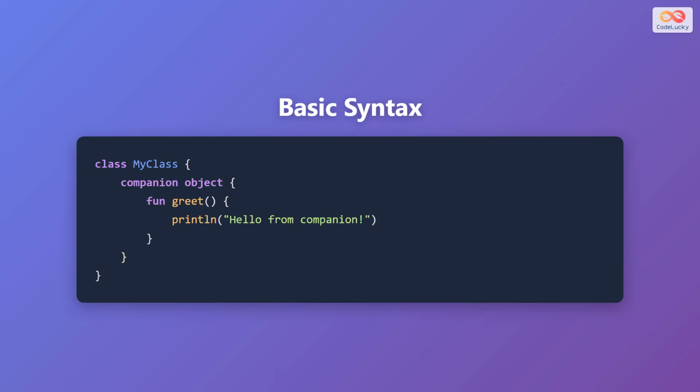Here's the basic syntax. Inside a class, we declare a companion object block. Inside this block, we can define functions and properties. For example, we have a function called greet that prints "hello from companion". Everything inside the companion object belongs to the class, not to individual instances.